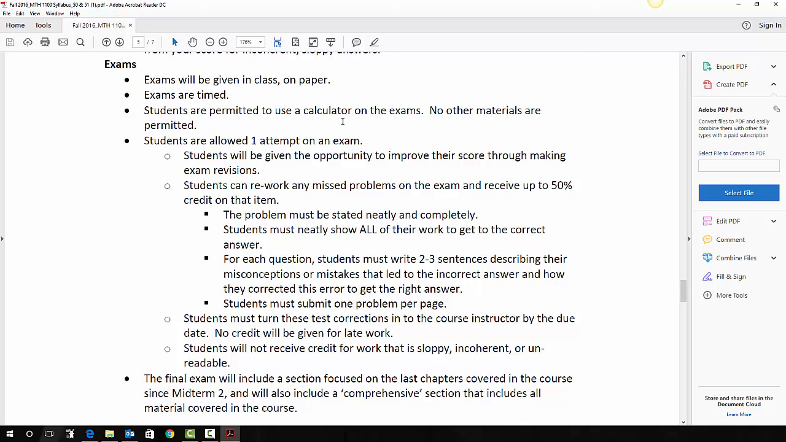So you can use a calculator in exams, but no other materials will be permitted, so you can't have a formula sheet or cheat sheet or anything of that sort. And you're only allowed 1 attempt on each exam.